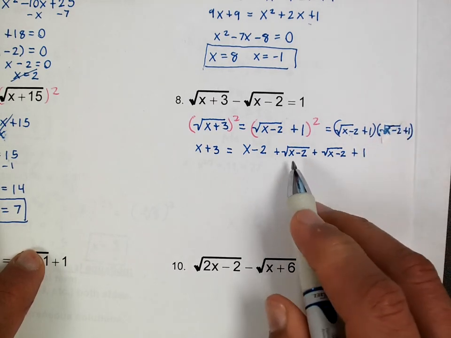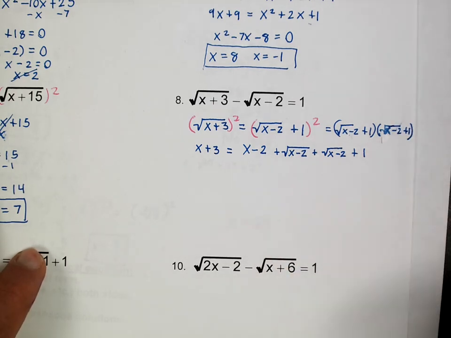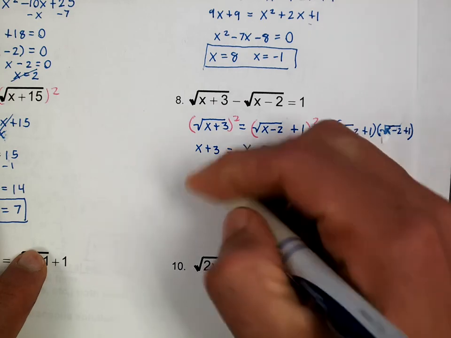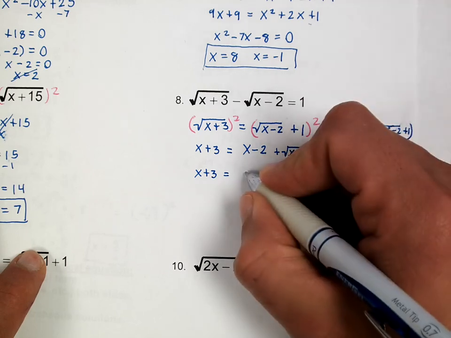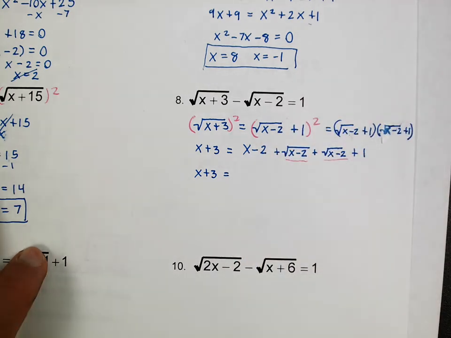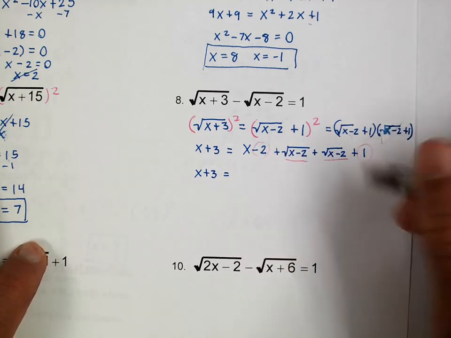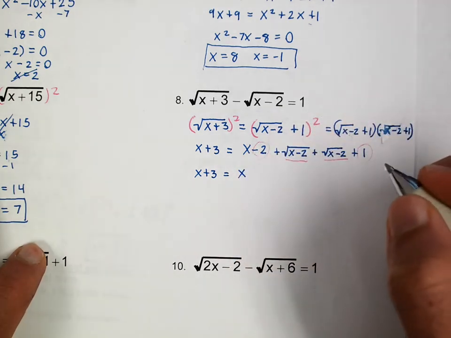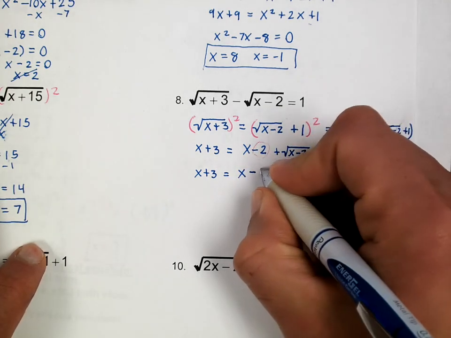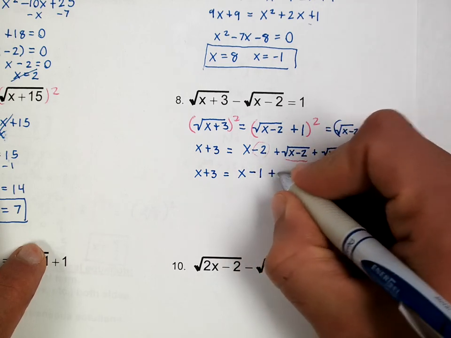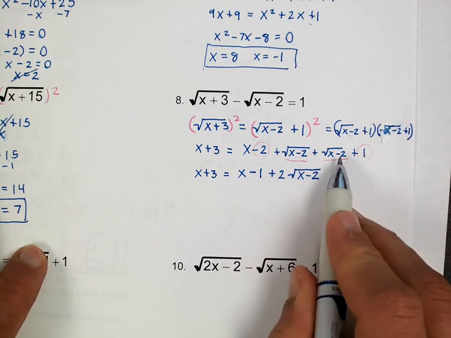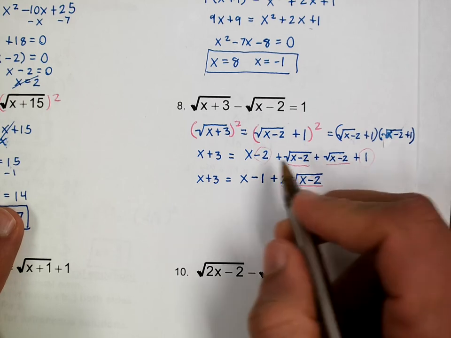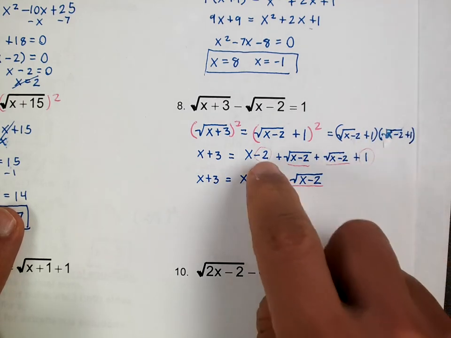Alright, we're going to add like terms. So if we can, notice that these two are like terms. So we're going to add those two. So we have x plus 3 is equal to, also I think there's another like term. Where is it? Let's see, yes, we have this like term. So we're going to add those two. So we're going to end up with x minus 1 plus 2 square roots of x minus 2. Now remember, this 2 came from adding those two. If I add those two right here, it becomes this. And those two circles became this. Alright, negative 2 plus 1, negative 1.